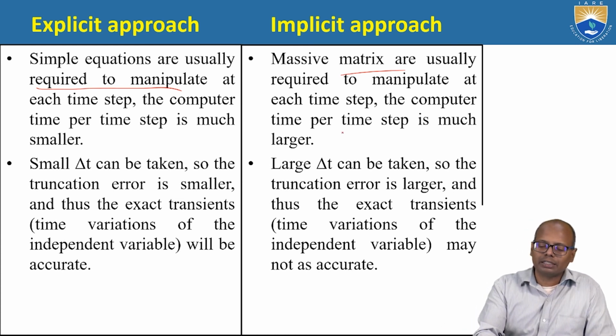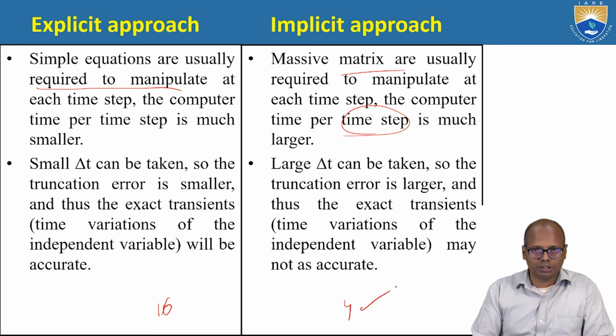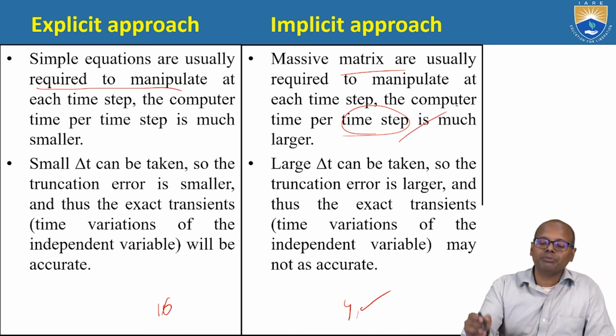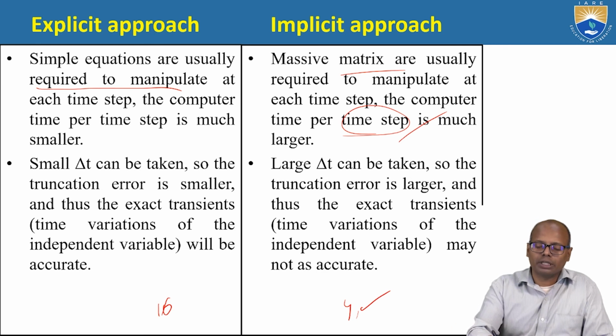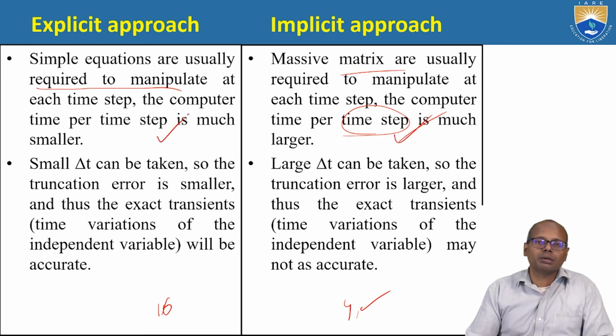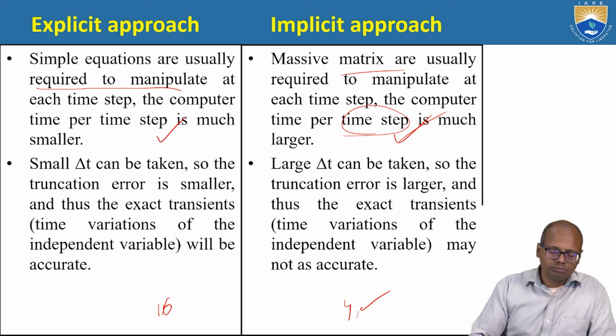So it requires, for each time step, okay, even though the number of time steps is less, here 10 time steps are required, sometimes even 16 time steps are required, and here only 4 time steps are required. But for each time step, the computational time is more in case of the implicit scheme, whereas here for each time step, the computational time is very less.